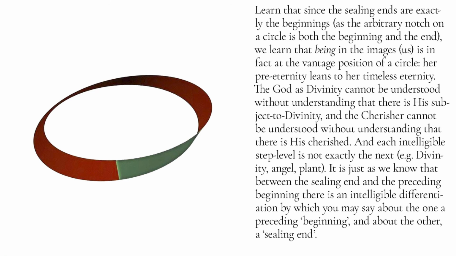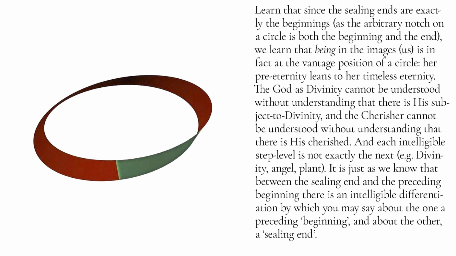Learn that since the sealing ends are exactly the beginnings, and that we know because when you put an arbitrary notch on a circle, that notch marks the beginning and it marks the end at the same time. The moment the mark is made, you have first and last. So we learn that being in the images, that's us, is in fact at the vantage position of a circle. So we are a circle, we live in a circle, our existence is circular. Her pre-eternity leans to her timeless eternity.